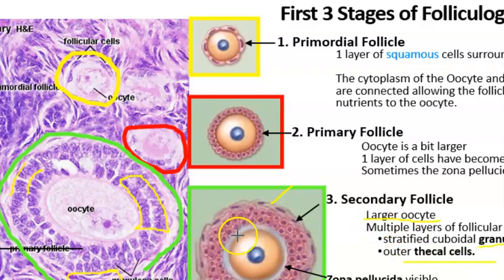And you can clearly see the zona pellucida. It's filled with fluid, and that fluid was made by the pink granulosa cells, the cuboidal cells. So we're accumulating fluid around the oocyte.